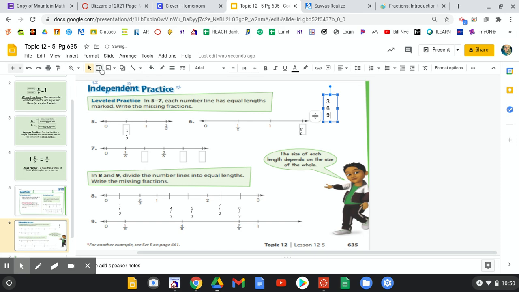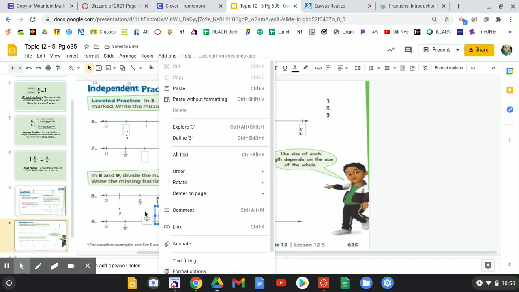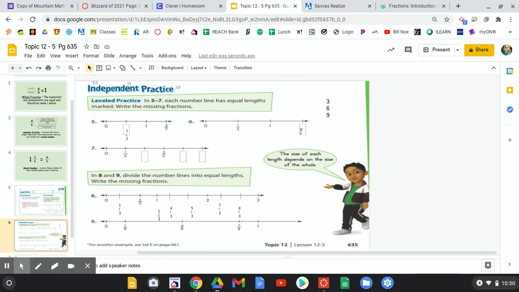So then if you added the whole fractions in here, it doesn't ask that, but I'm going to go ahead and do that so you can see them. Then this one would be 3 over 3. Be the same as 1 right here.